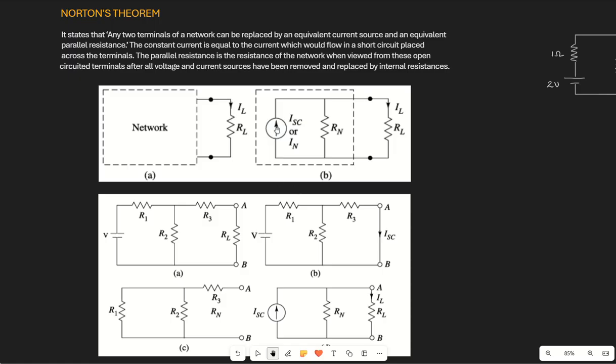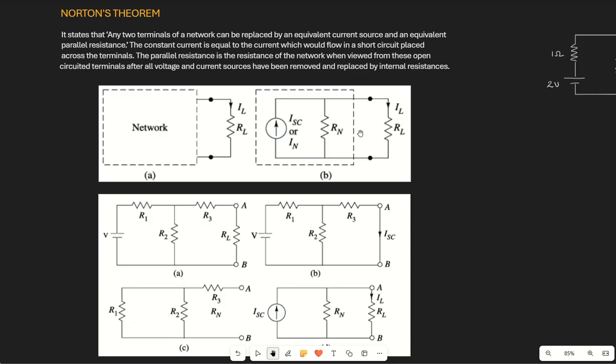So the change is, in Norton theorem you have a current source and a parallel resistance. For determining this current source, it is known as ISC, which stands for short circuit current. So what we do is remove the load and replace it by a short circuit and determine the current. Whatever the current is, that will be the value of ISC.